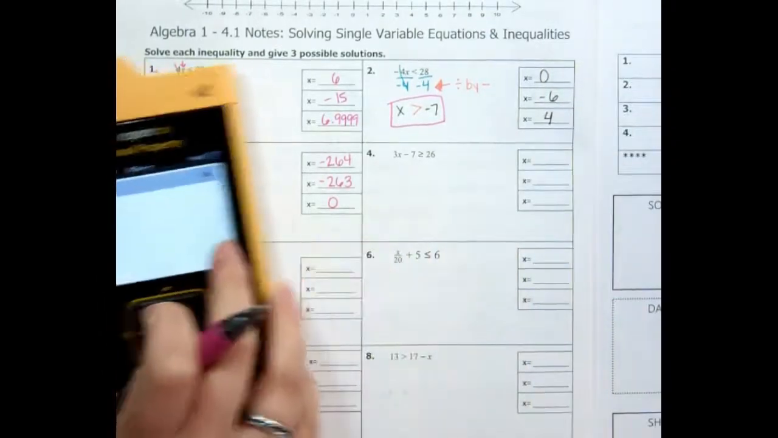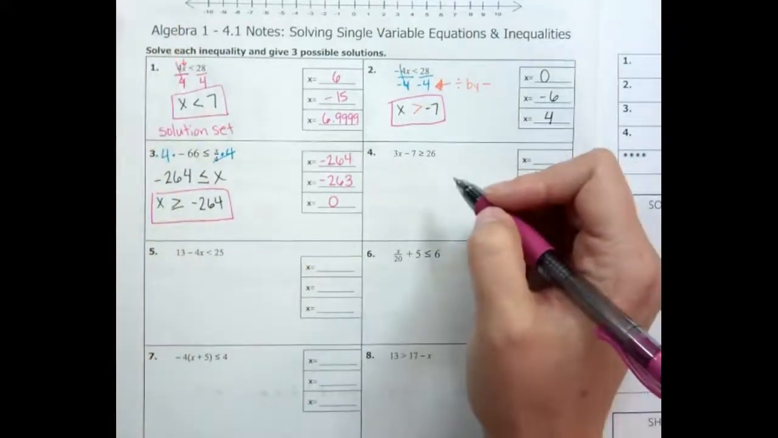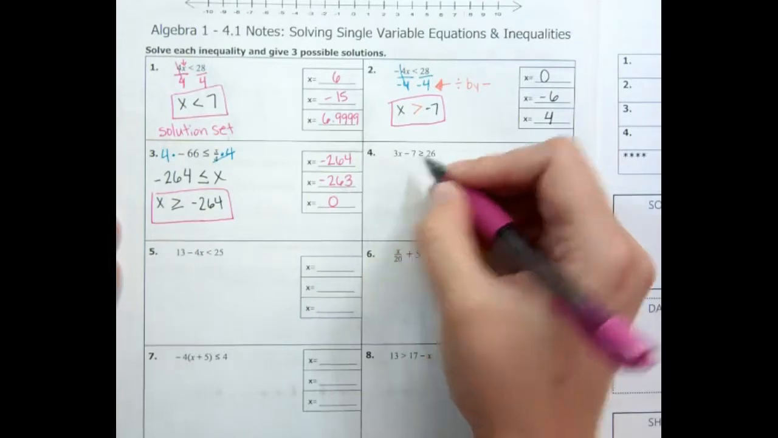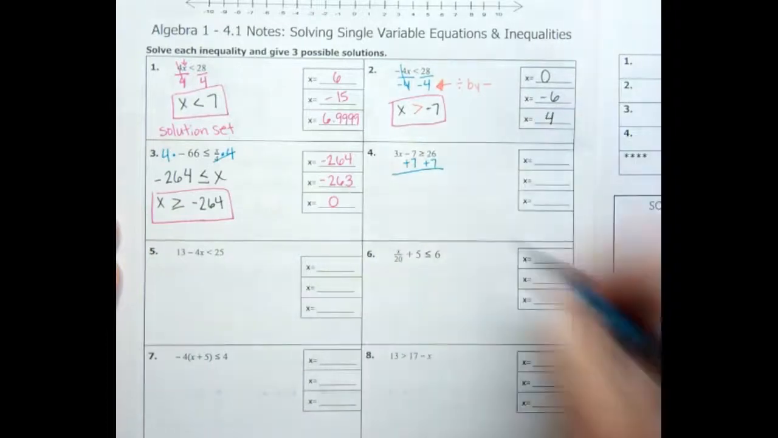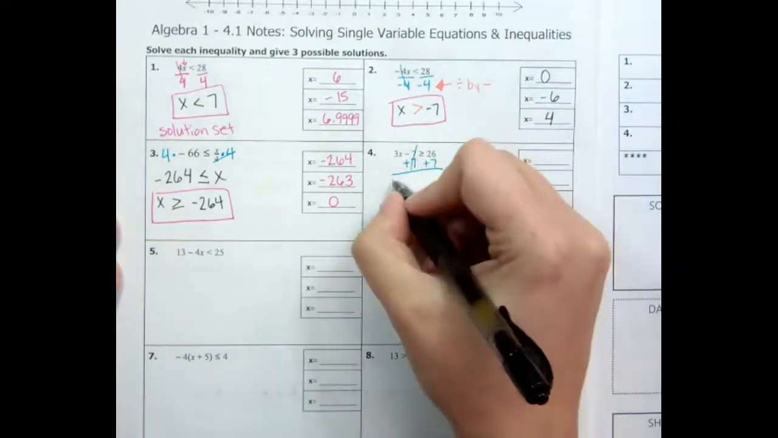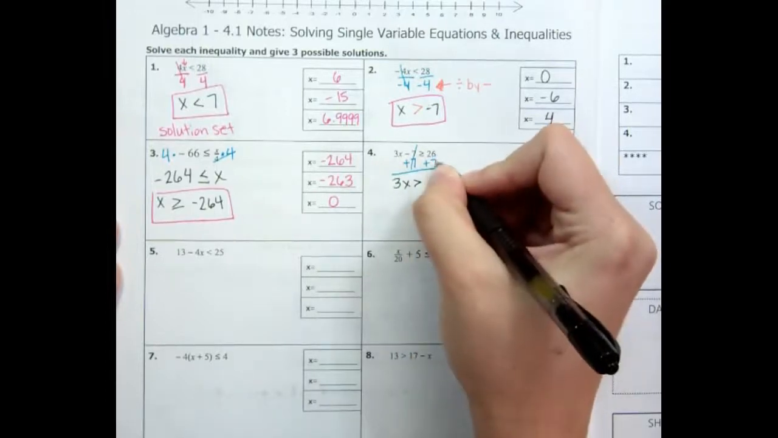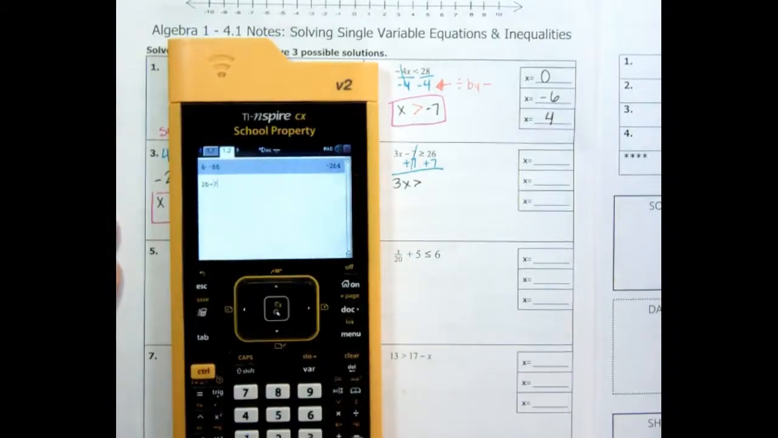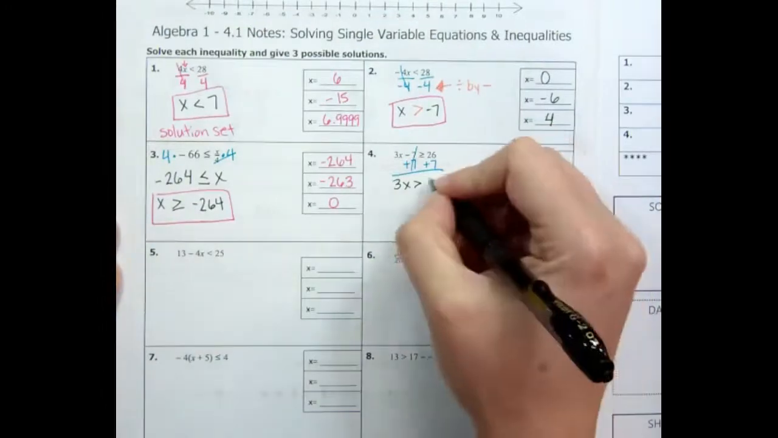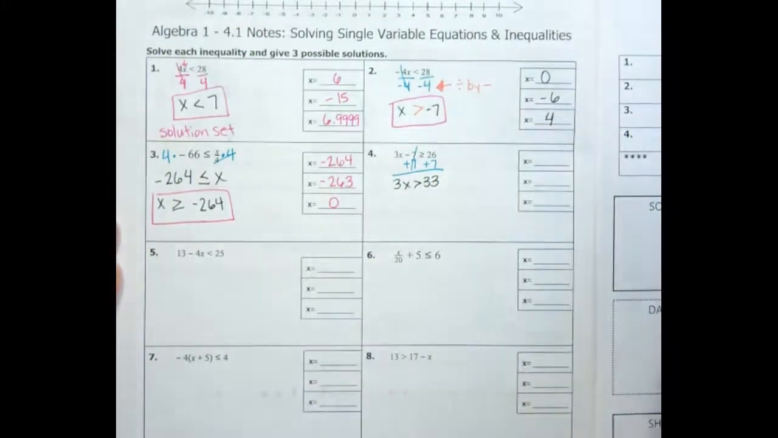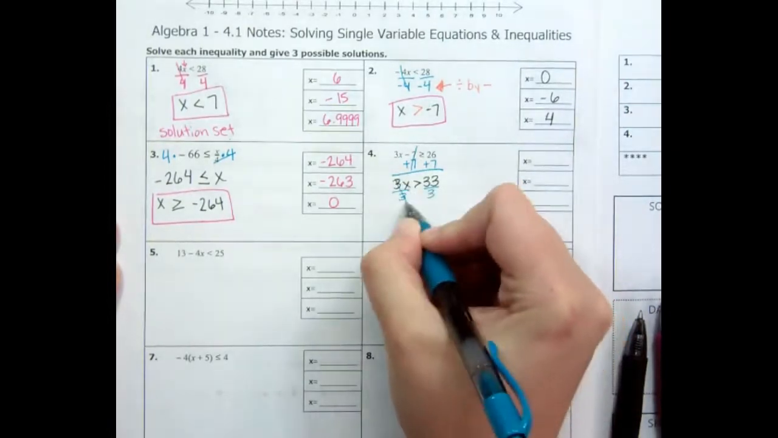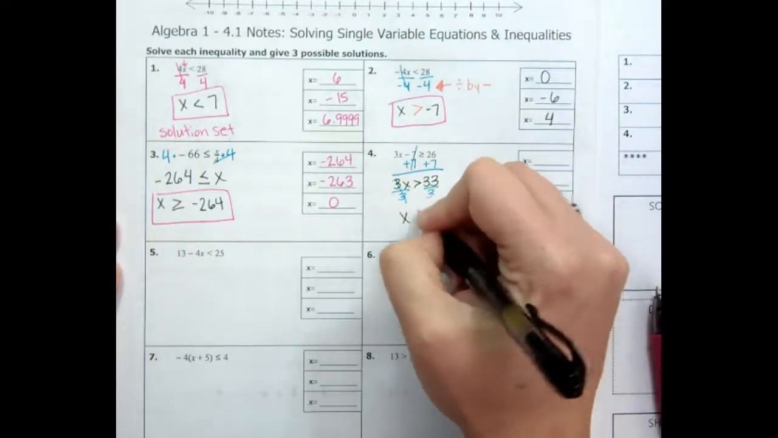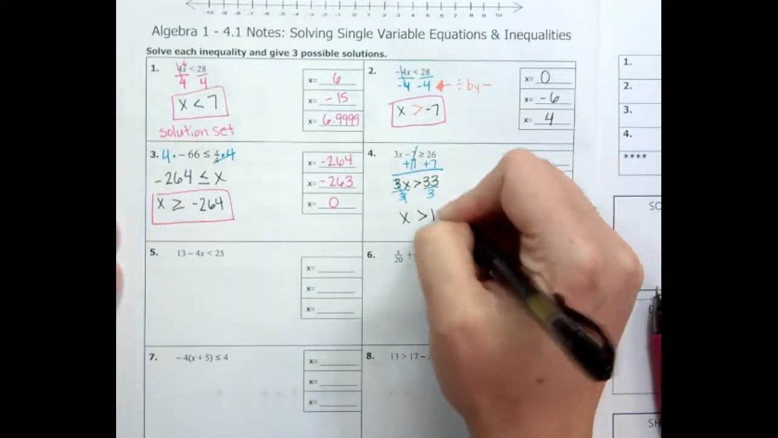All right, let's do the next one, number 4. So I need to get rid of the minus 7 first. The way that I do that is to add 7 to both sides. 3x is greater than or equal to 26 plus 7. You want to use your calculator. 26 plus 7, 33. Now, I need to get rid of this 3 out in front. It's being multiplied, so I need to divide by 3 on both sides. So then I get x is greater than or equal to 33 divided by 3, which is 11.